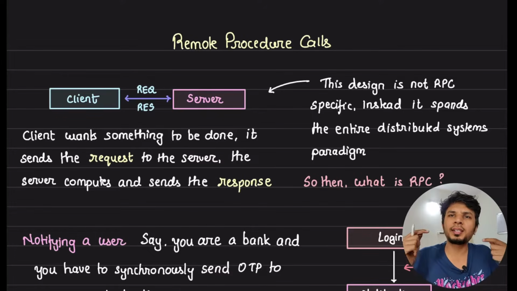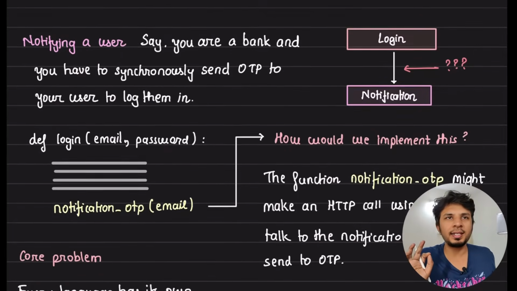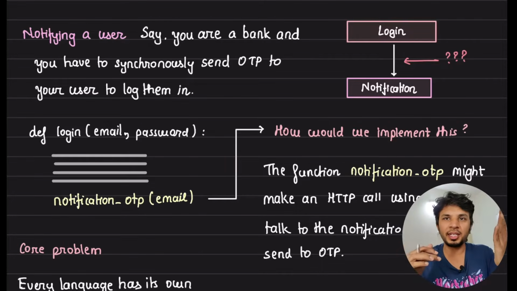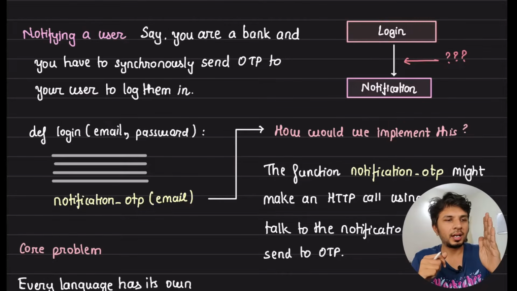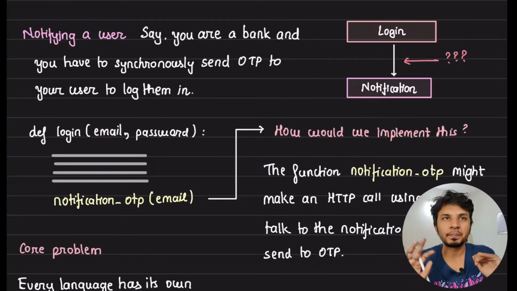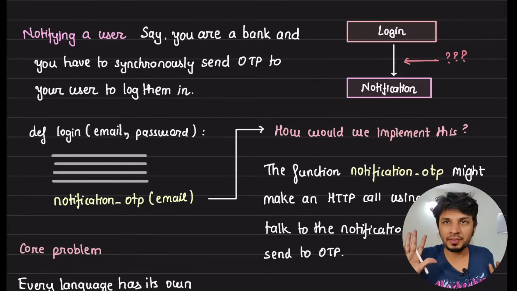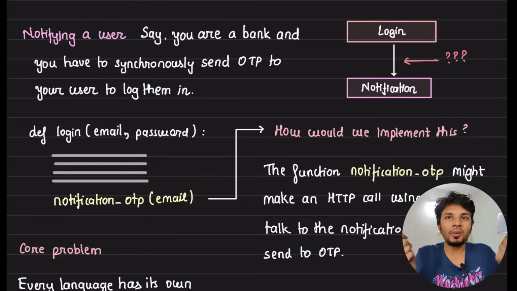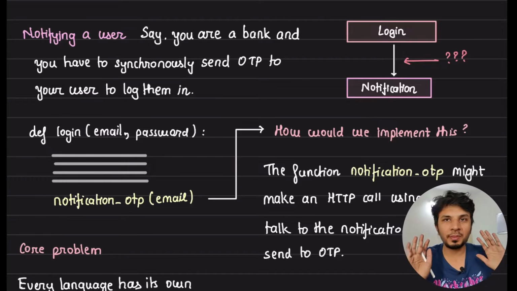So then what makes RPC different? Let me give you an example. Let's say when you are writing an application, you have an authentication service and you have a notification service. Whenever someone tries to log in, you want to send that user an OTP. OTP sending is handled by the notification service. So now your authentication service needs to talk to the notification service. How will this communication happen? This is where RPC comes into the picture.